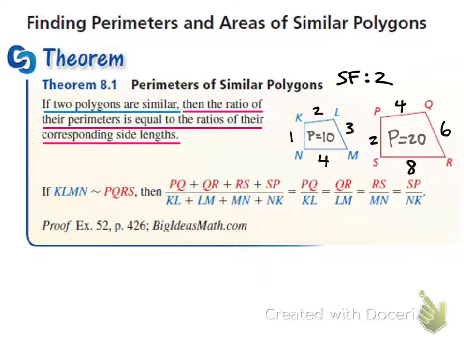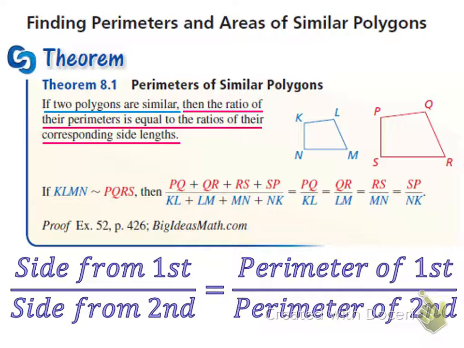So here's where the formula is going to come from. When I hit next, it'll go away, but I will put it back. You're going to take a side from the first, put it over a side from the second, and those ratios will be equal to the perimeter of the first over the perimeter of the second. And I'll show you with our example here. But this is what goes in the box. I'll also show you how I shorten it, because ain't nobody got time to write that for every problem. A side from the first over a side from the second equals the perimeter of the first over the perimeter of the second.